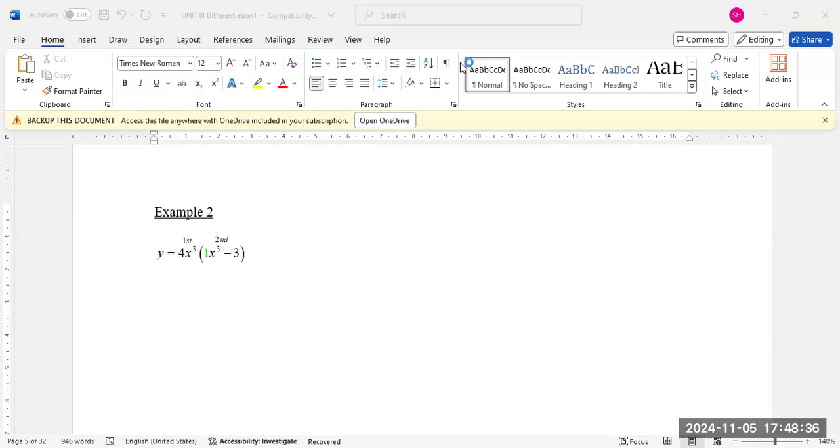So for the first I have 4x cubed in a bracket, then you have 3x squared plus 1x cubed minus 3. Continue. All right, I'll go again. So 4x cubed, then in the bracket you have 3x squared plus the second, which is 1x cubed minus 3. Then in bracket we have 12x squared.